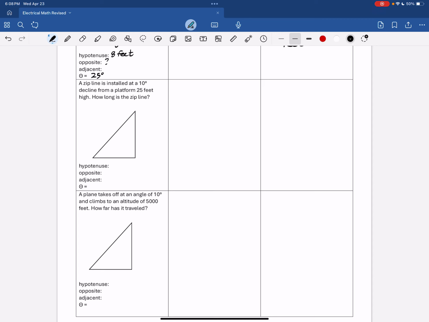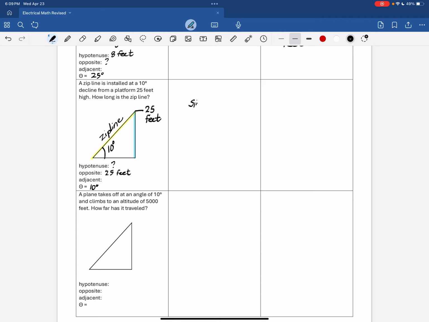A zip line is installed at 10 degrees decline from a platform 25 feet high. So this time we know opposite. We know that our opposite is 25 feet. How long is the zip line? So this time we're looking for hypotenuse. We know that opposite is 25 feet. And we know that theta is 10 degrees.